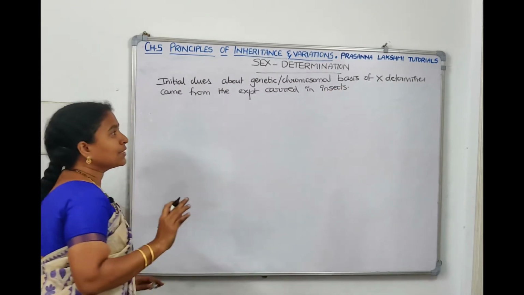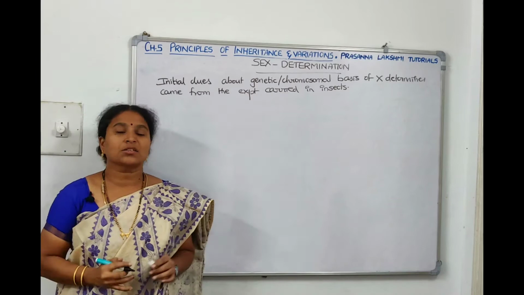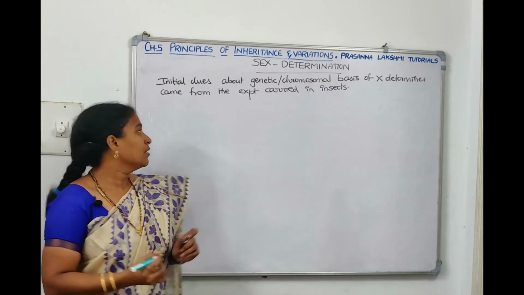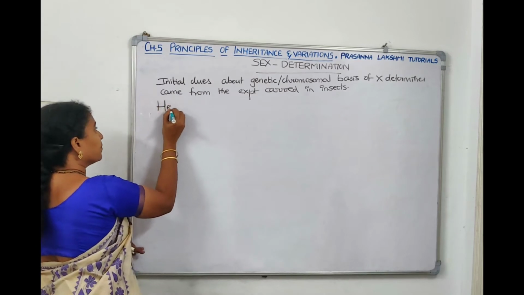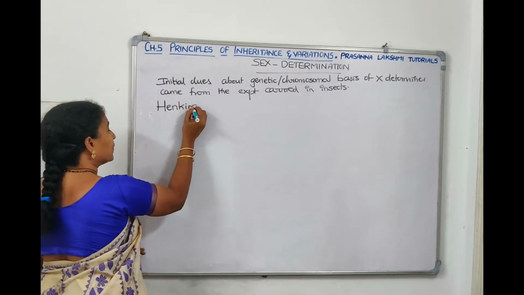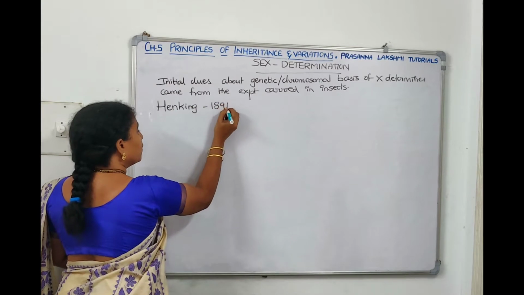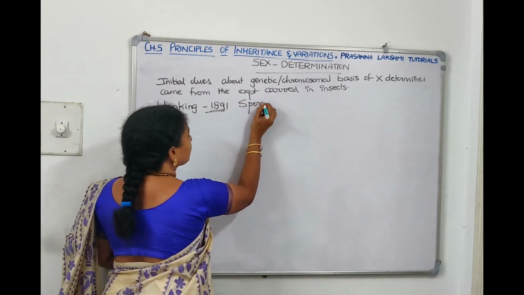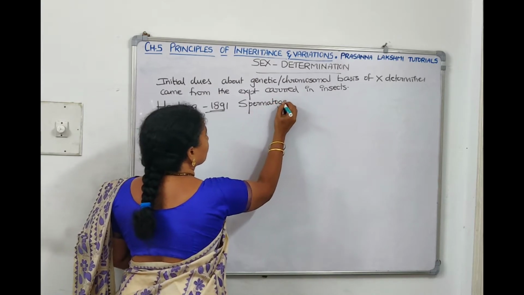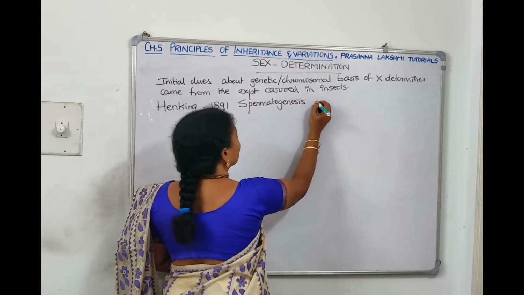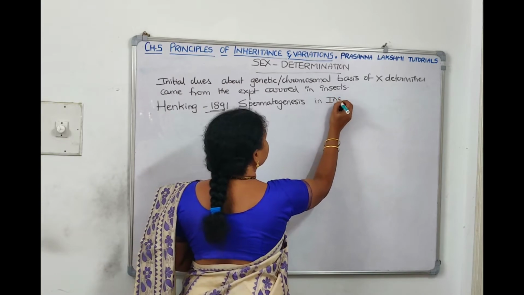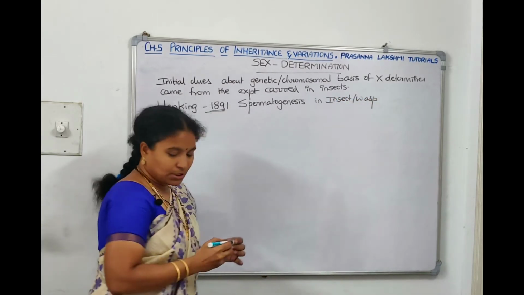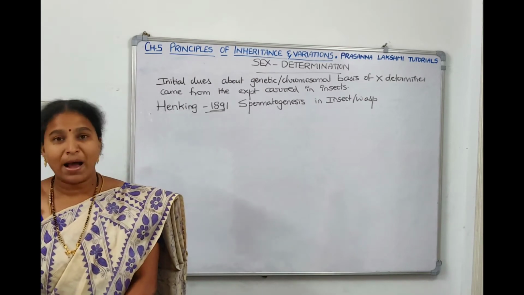Now, who are the scientists who started working on this concept? There's a scientist called Henking in 1891. The first scientist is Henking. In the year 1891, he started working on spermatogenesis in the insect called wasp. He was observing spermatogenesis in an insect called wasp.